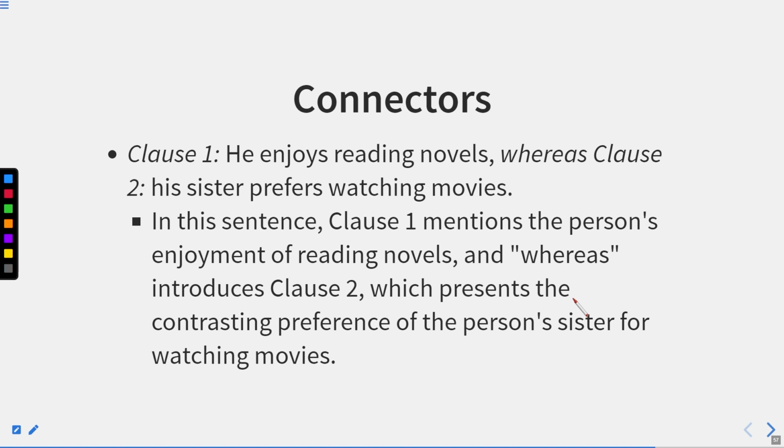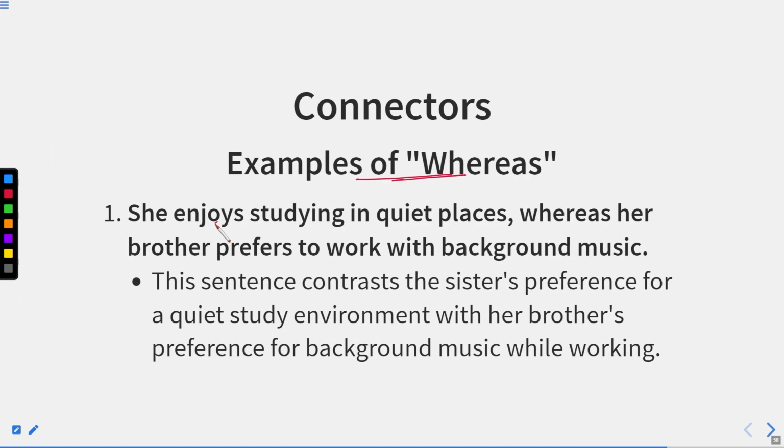Now, clause 1: he enjoys reading novels, whereas clause 2: his sister prefers watching movies. So in this sentence, clause 1 mentions the person's enjoyment of reading novels, and whereas introduces clause 2, which presents the contrasting preference of the person's sister for watching movies. Examples of whereas. She enjoys studying in quiet places, whereas her brother prefers to work with background music. This sentence contrasts the sister's preference for a quiet study environment with her brother's preference for background music while working.